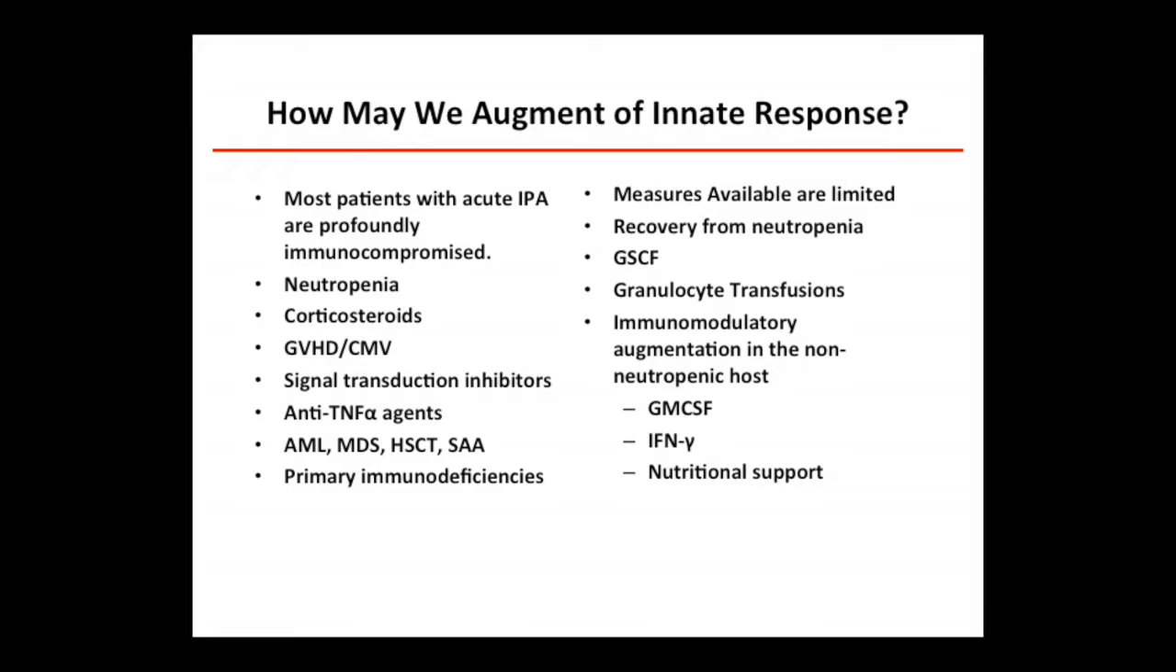We and others, and David Stevens as well, have used GM-CSF in individual patients, backed up by our in vitro and in vivo data with favorable outcomes, but it purely is not systematically studied. Granulocyte transfusions will still work, but are very resource intensive. And then you have immunomodulatory augmentation with a tiny handful of agents, G-CSF, GM-CSF, and interferon gamma. That's it. On the other hand, we have other potential molecules, IL-8, IL-12, IL-15, IL-17, IL-23.